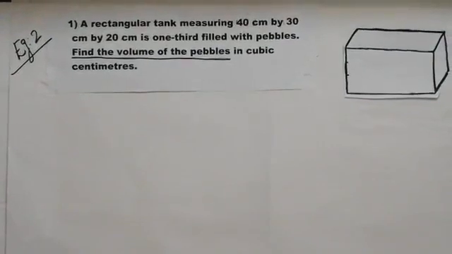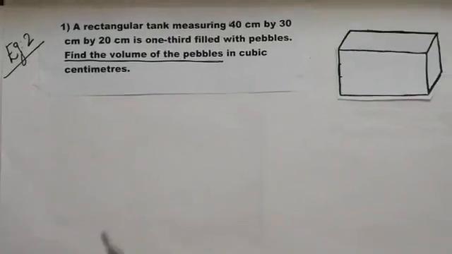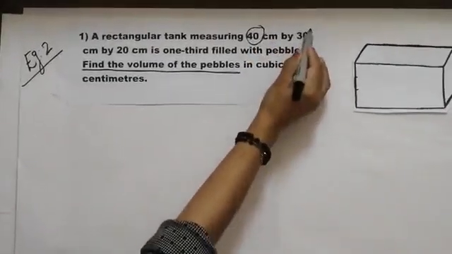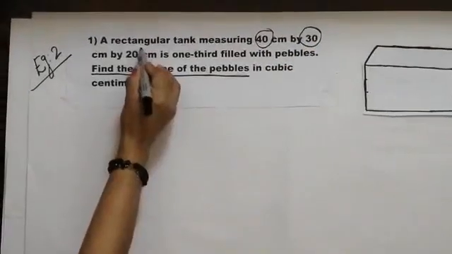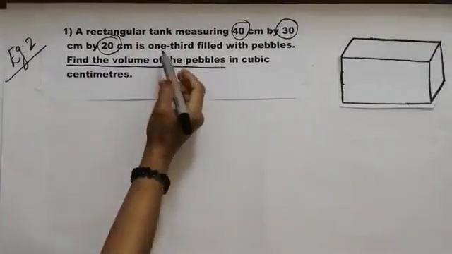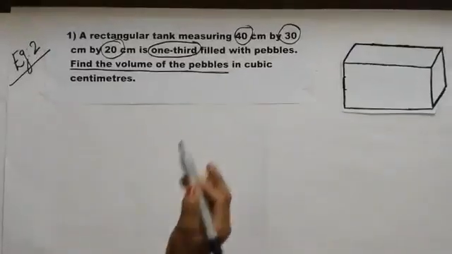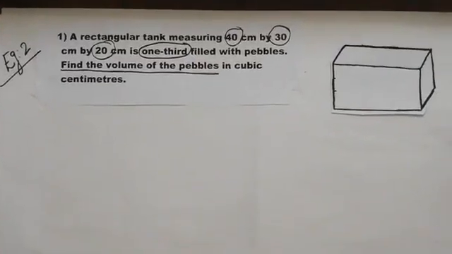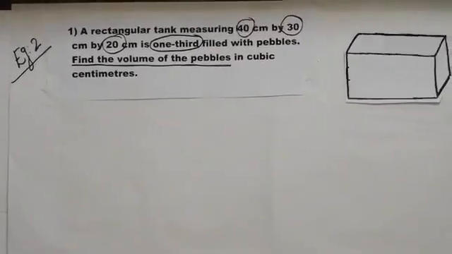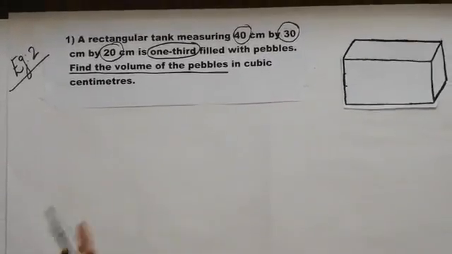The third step, we have to circle the important points in the question. Here the information given is 40 centimeter, 30 centimeter and 20 centimeter. This is the one information. The second information is 1/3 filled with pebbles. So these are the information given in the question.